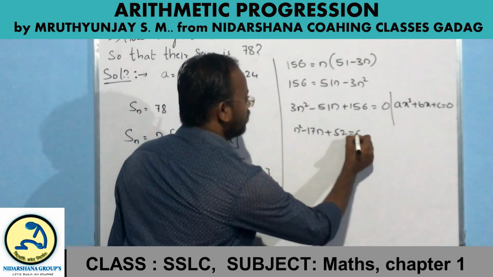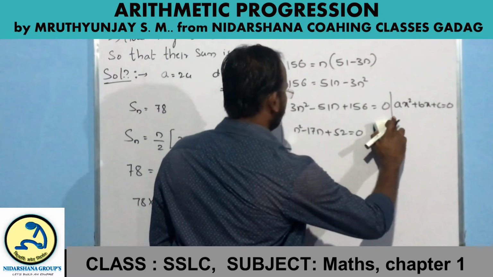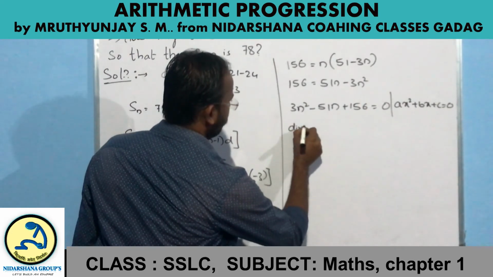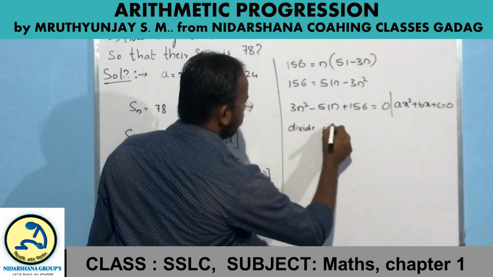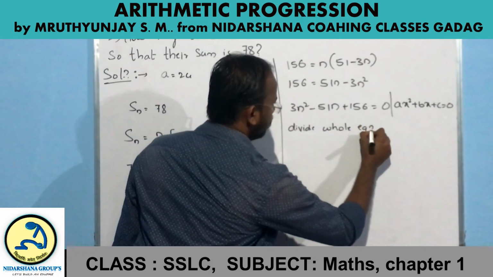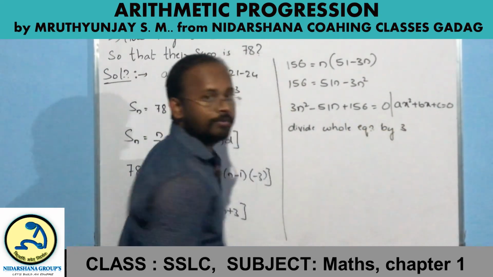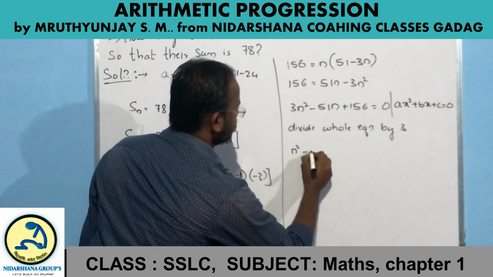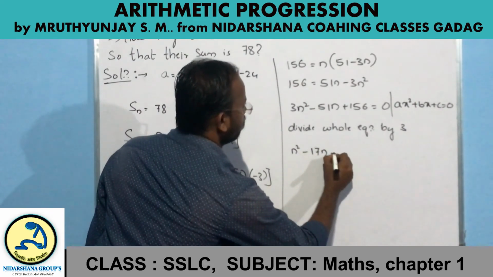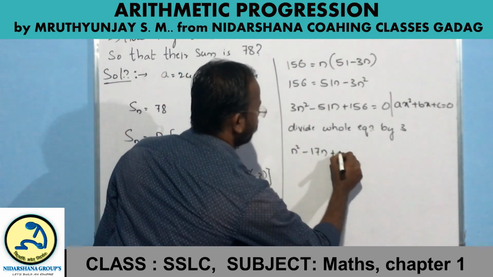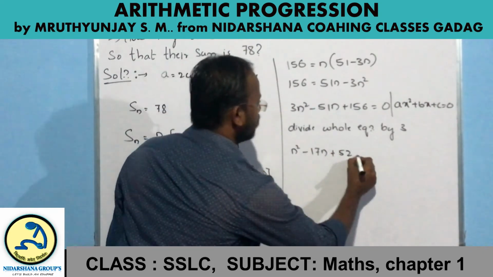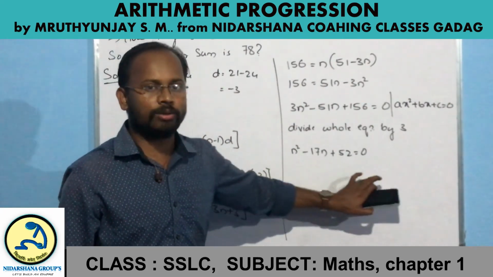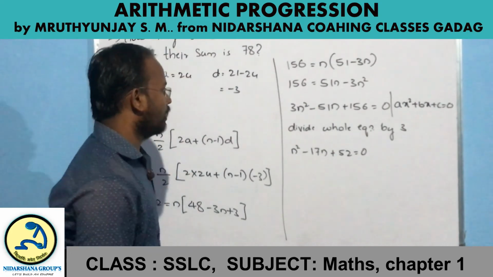Okay, so to simplify this one, what I did, better I will write one sentence here. Divide the whole equation by 3. That is, it becomes n square minus 17n plus 52 is equal to 0. So now this is in the form of a quadratic equation, that is ax square plus bx plus c is equal to 0. Now we can solve this one.